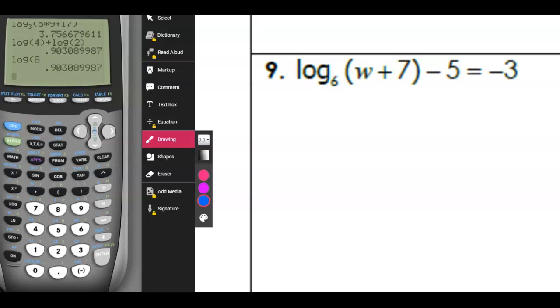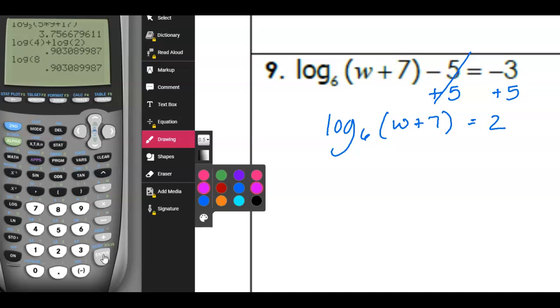Yes, Eli? Yes. We need to first, that's step 1, get the log all by itself on one side. So we need to add the 5 over in number 9 first. So we have -3 plus 5, which is 2. So we end up with log base 6 of w plus 7 equals 2. Can I now subtract the 7? No. The 7 is within the log. You must now undo the log.